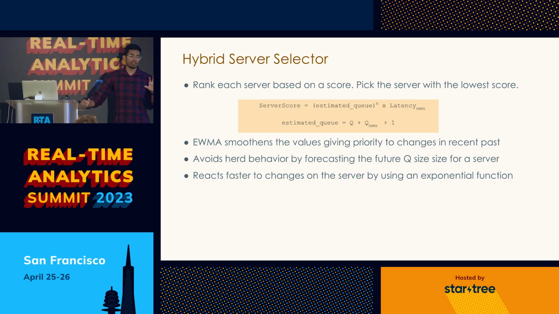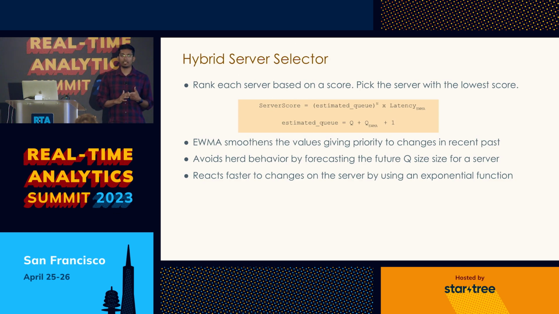The reason for having this heuristic built in is twofold. One, we want to avoid herd behaviors. So we do that by trying to forecast how much load a server is going to receive in the near future. And we also want to account for some sort of concurrency compensation because this server that we are routing to is also going to receive requests from the other brokers. And if you see here, the estimated queue alone is raised to an exponential power of n.